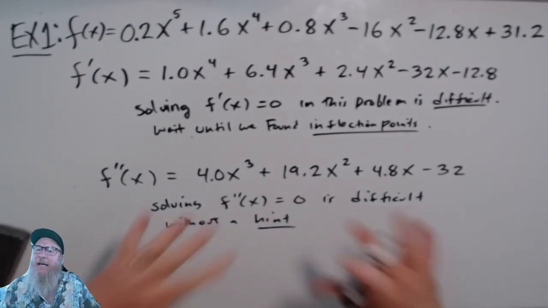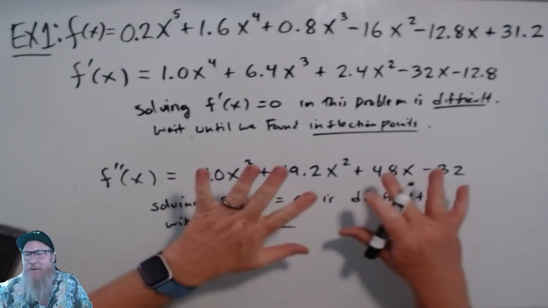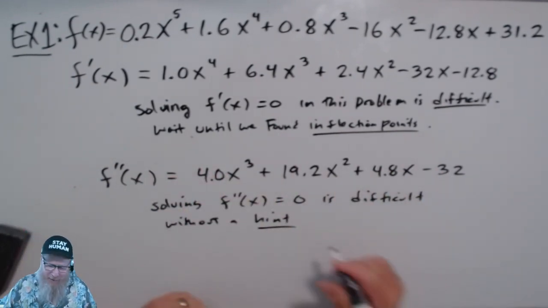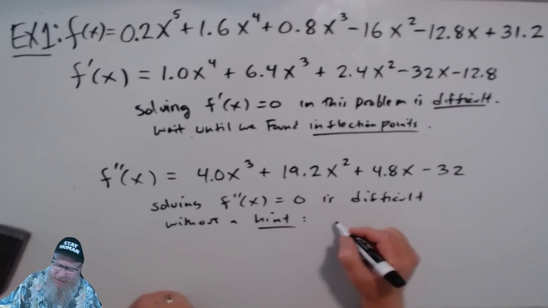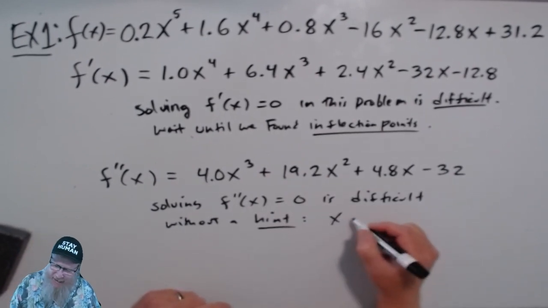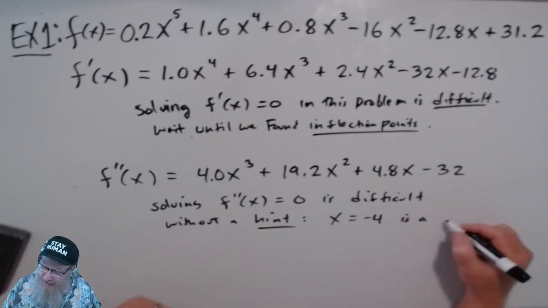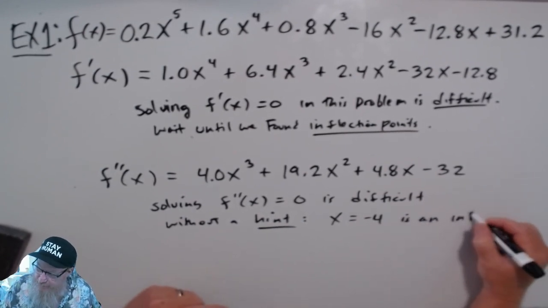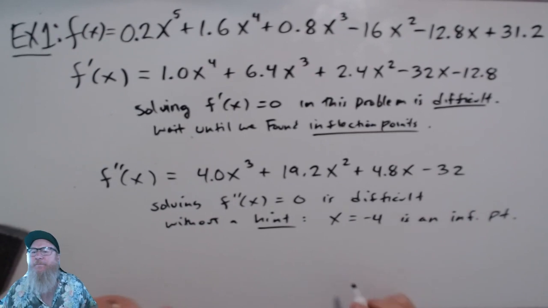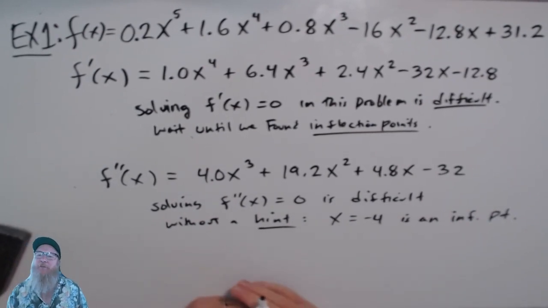If you had a lot of time, you could do some trial and error. It's not impossible, but I don't want you spending a lot of time. So I'm going to give you a hint. I'm going to say x equals negative 4 is an inflection point. So I'm going to give you one for free.